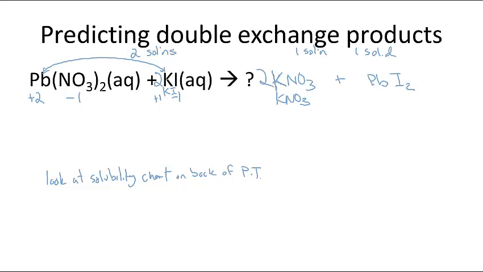Now, when I look on the back of my periodic table chart, I'll notice that anything with potassium and nitrate is always soluble. So that means this is my solution. Lead with iodine, in certain cases, this is always insoluble. So that's going to be my solid.